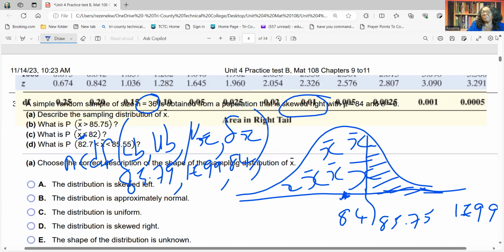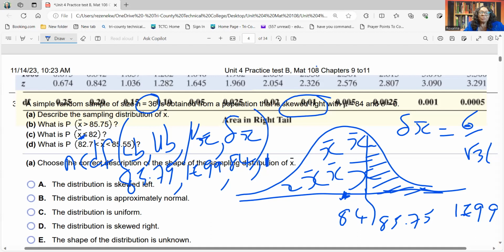The standard error, but let's write it here so that we can make sure we remember. The standard error is standard deviation, and that standard deviation looks to me as if it is 6, over the square root of sample size. The square root of sample size is 36, so 6 divided by 6 is 1. So the standard error is 1. So you put 1 here.